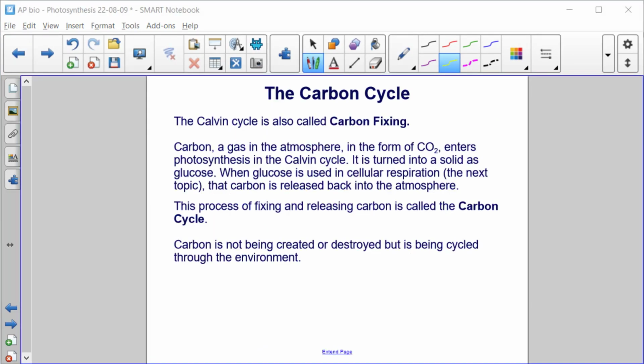The Calvin cycle is also called carbon fixing. Carbon, a gas in the atmosphere in the form of carbon dioxide, enters photosynthesis in the Calvin cycle. It is turned into a solid as glucose. When glucose is used in cellular respiration, the next topic, that carbon is released back into the atmosphere. The process of fixing and releasing carbon is called the carbon cycle. Carbon is not being created or destroyed, but is being cycled throughout the environment.